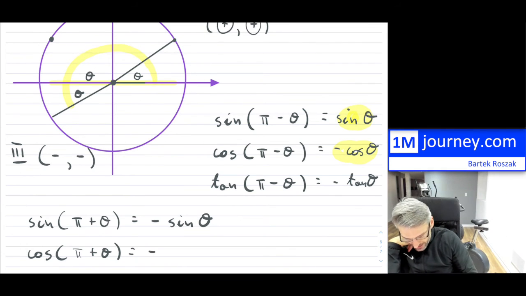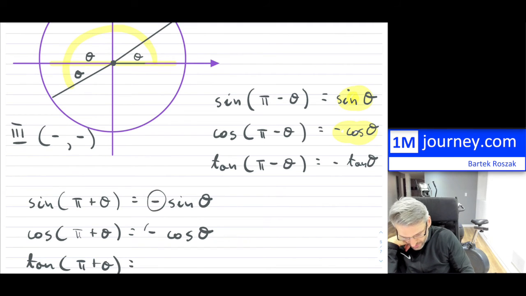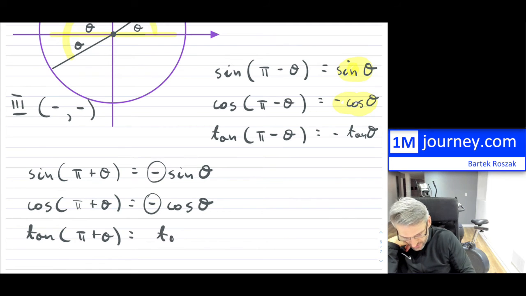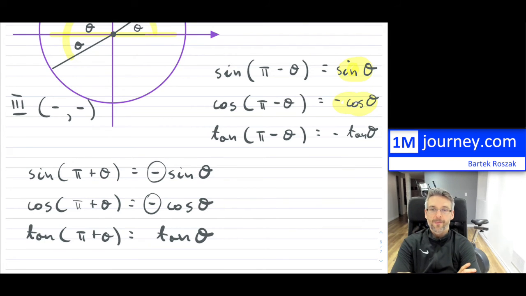So this is going to be negative of cos theta. Now for the tangent, this is interesting because both of these are negative. A negative over a negative is actually positive, so this is going to be equivalent to this. I'm using the unit circle to come up with these equivalencies.